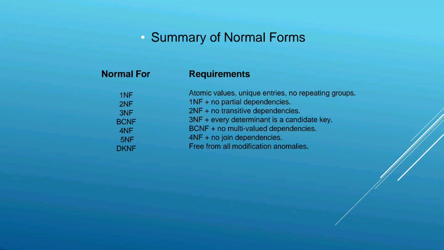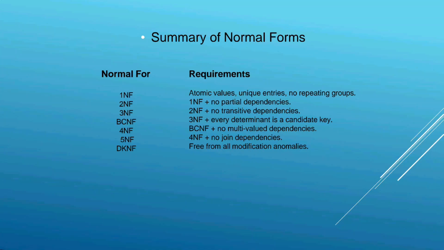2NF. 2NF builds on 1NF by removing partial dependencies. This means that in a table with a composite primary key, all non-key attributes must depend on the whole key, not just a part of it. It helps to reduce redundancy in tables that use a composite key.